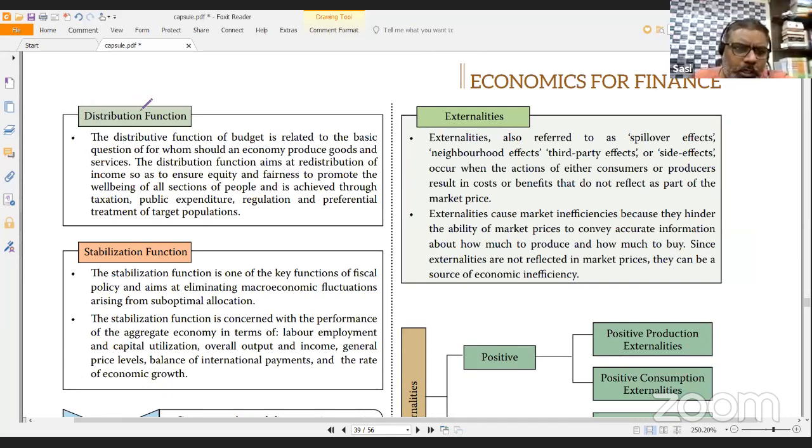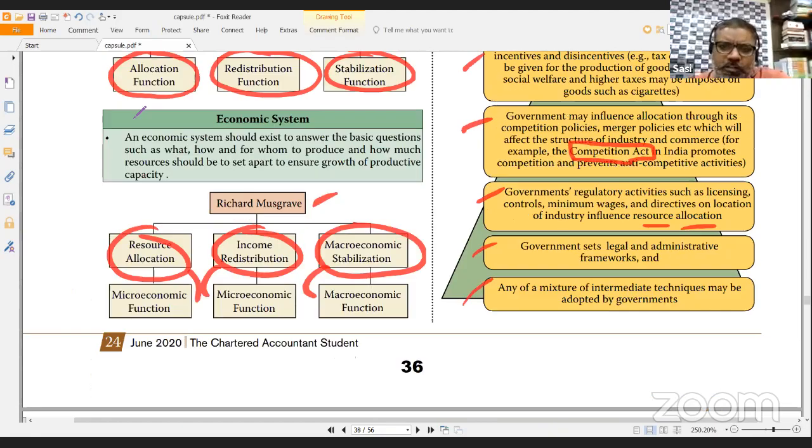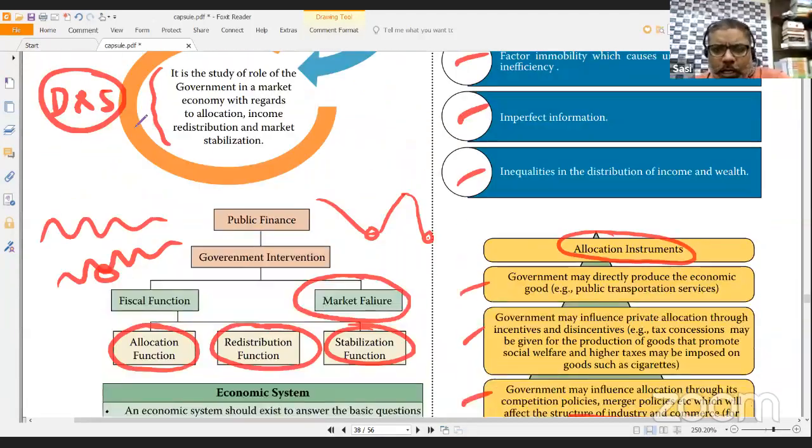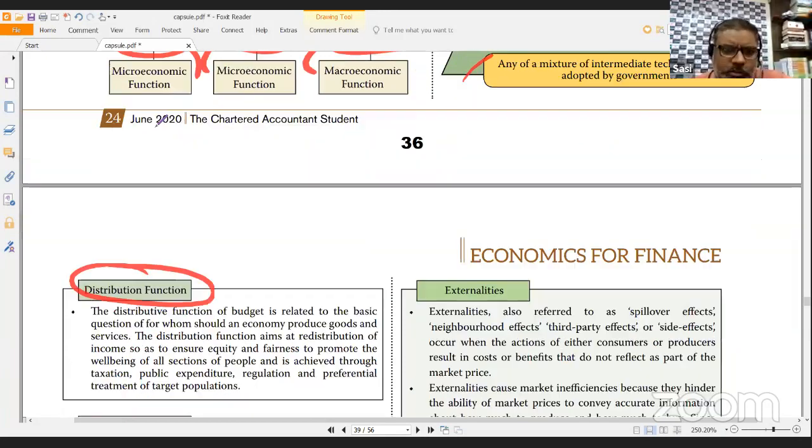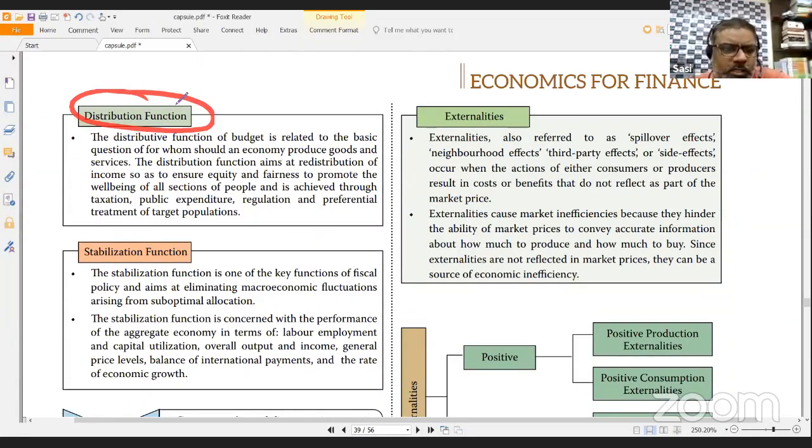And moving on to the other functions of the government after the allocation function. Allocation function simply is like giving a land to one company. A lot of land was given to software companies in Hyderabad, Bangalore, etc. That was allocation function. Distribution function, we see this daily. Distribution function can also be called the redistribution function.